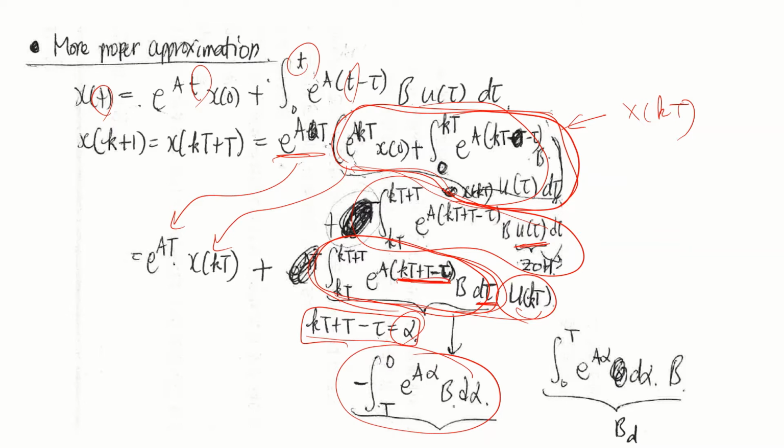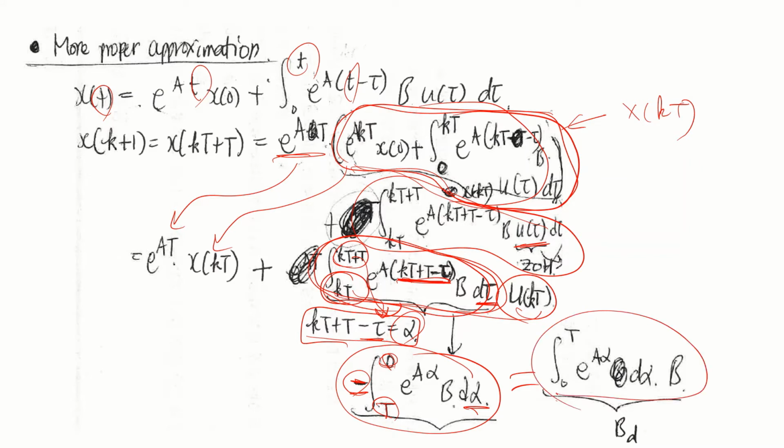And d tau becomes minus d alpha. If you plug in kT here, then it's T, and if you plug in this one here, then it becomes 0. But it's the same as that. If you just use this negative sign to swap this interval, then you have this.